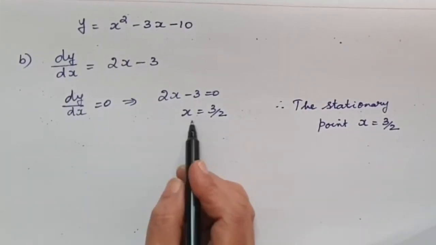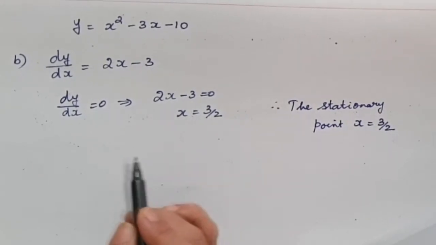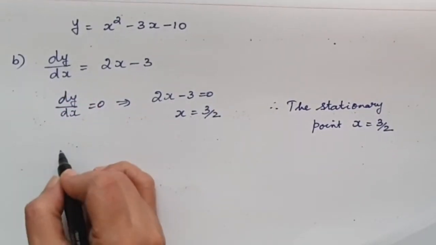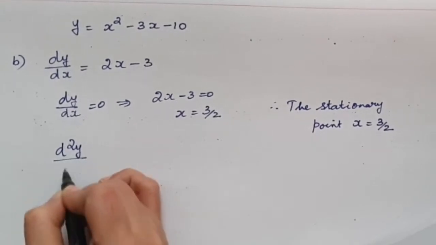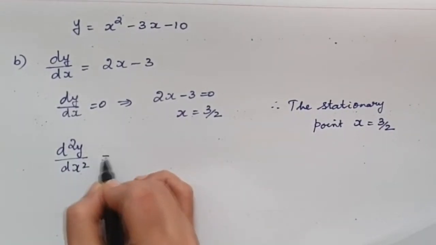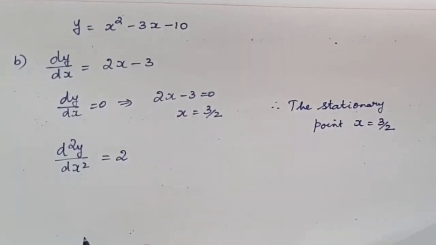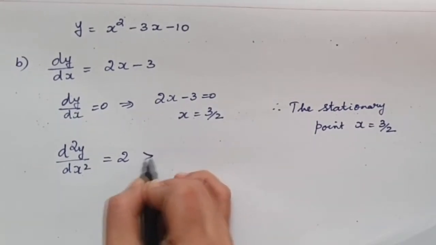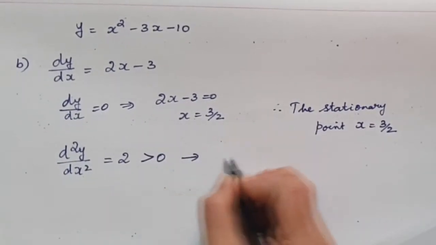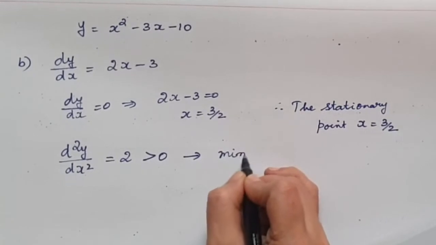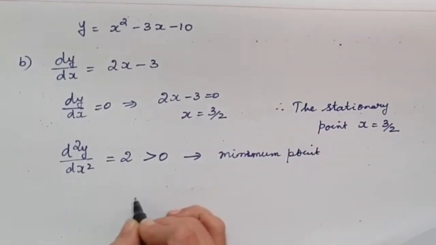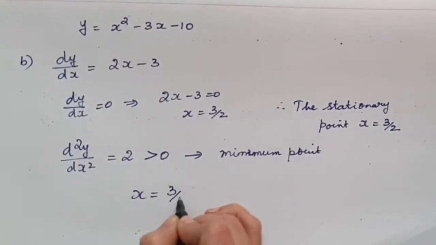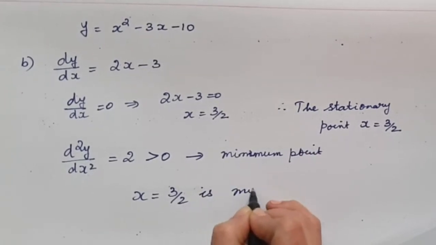Now we need to check whether this stationary point is maximum or minimum. In order to do that, we differentiate it again, d squared y over dx squared. When we differentiate it, we get 2. So that means this is greater than 0. Therefore, this point is a minimum point. That is, we can write it as x equals 3 over 2 is minimum.